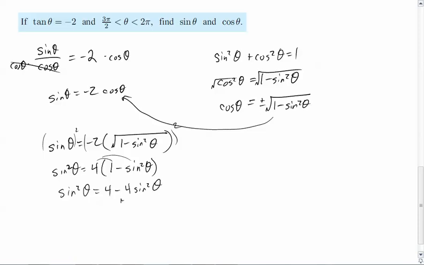Then, of course, I'm going to add the 4 sine squared of theta to get all the sine squared of theta on the same side. And if I take 1 sine squared of theta and add 4, I now have 5 sine squared of theta, which is equal to 4. I can now divide by the 5. I'm trying to get theta by itself, right?